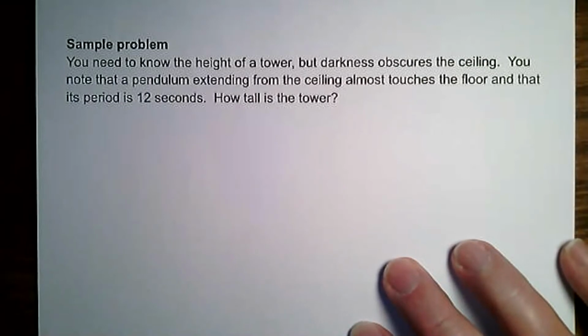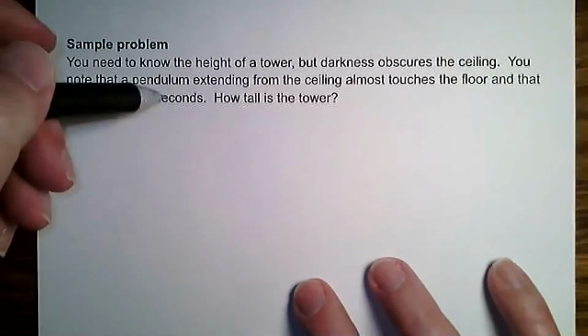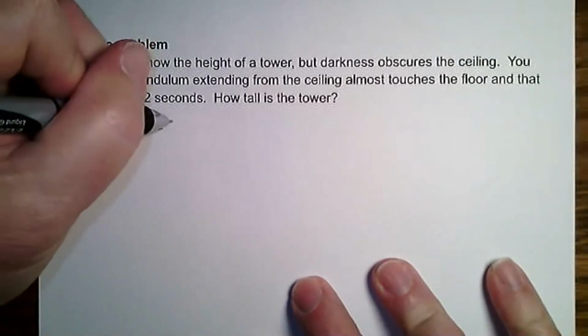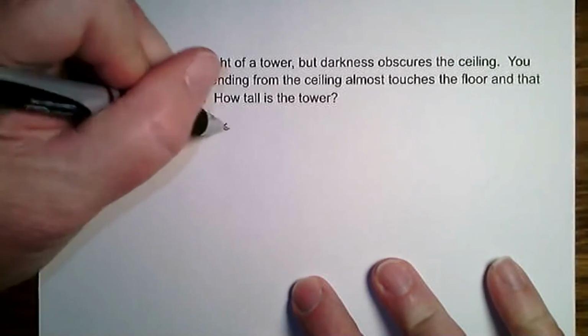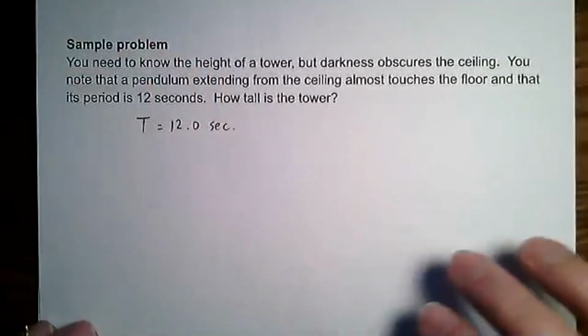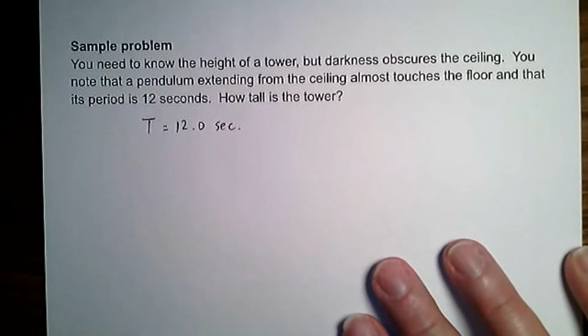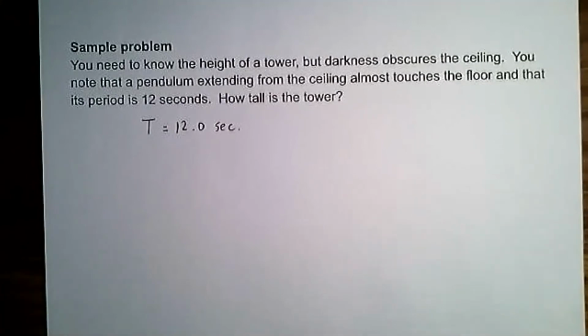You need to know the height of a tower, but darkness obscures the ceiling. Oh no. You note that a pendulum extending from the ceiling almost touches the floor. How fortunate, really. And that the period is 12 seconds. So I know that the period of this oscillation is 12 seconds. Could I figure out frequency if I know this? Pretty easy. You just take the reciprocal of it. If you know T, the frequency is always the reciprocal of T.